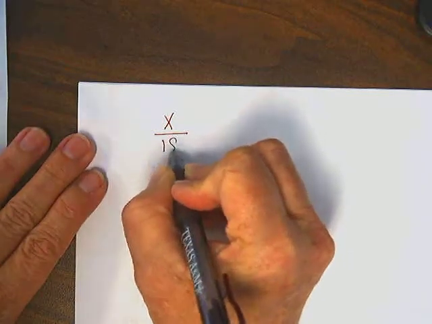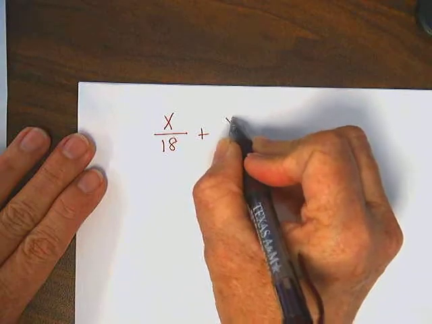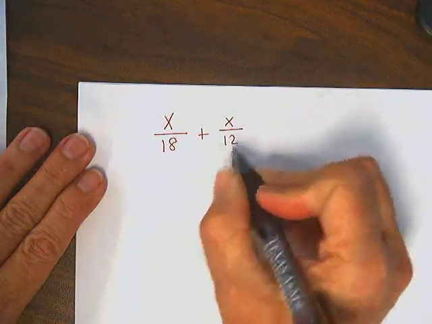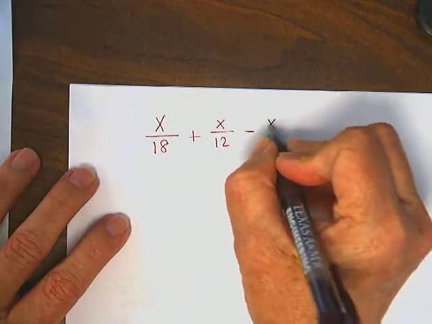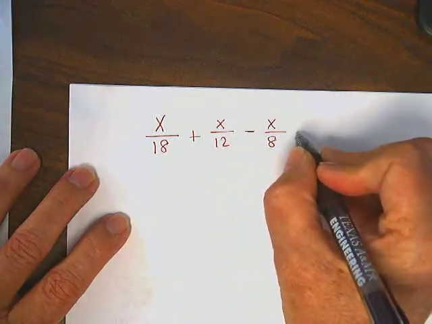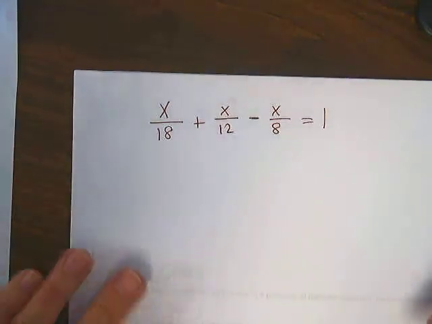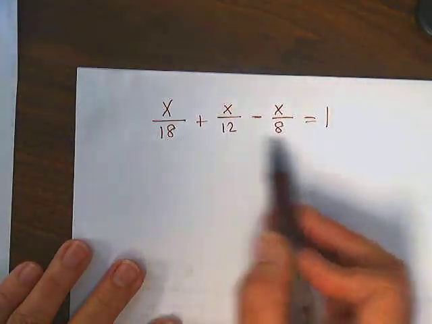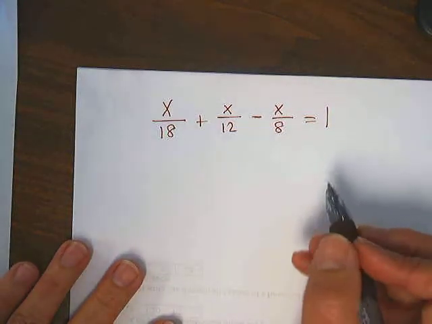So we had x over 18 because pipe A took 18 hours, x over 12 because pipe B takes 12 hours to fill the pool, minus x over 8 because the drain was emptying the pool. Okay, so the first thing we need to do is, what makes the denominator equal to 0? Nothing. They all have numbers. Step 2, simplify the equation.